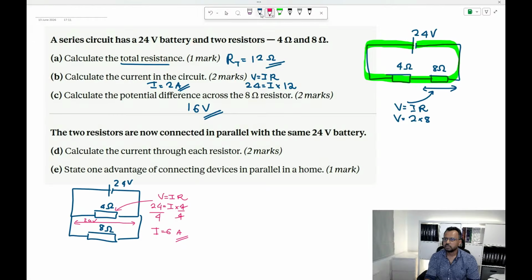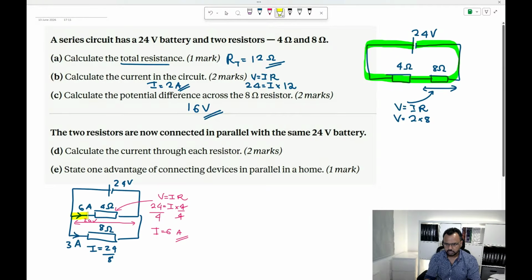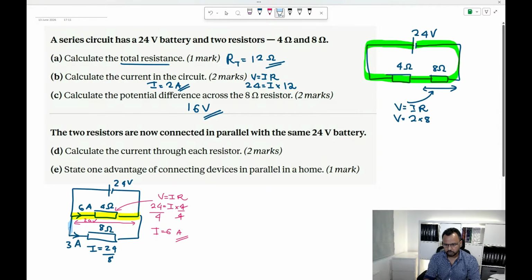Now, we know the current here is 6 amps. I can do exactly the same thing for the second one. Current here is voltage 24 divided by 8, which is the resistance here, so 3 amps. Now guys, look at this. We have 6 amps in the yellow branch, and we have 3 amps here in the blue branch. I'm just color coding it.